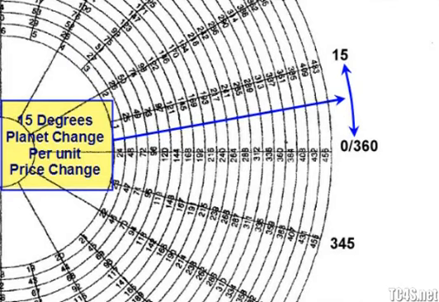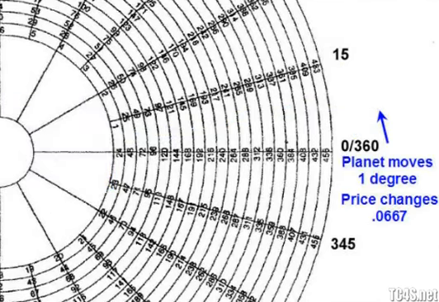Now, follow along with me on this. The planet moves 1 degree. It only changes the price 0.0667. Now, on the other wheel, when the planet moves 1 degree, it actually moves 1 on the chart. So if it moved 24 degrees, it went all the way around the wheel already. Okay? This does not. It doesn't even move 2 spokes on the wheel because that's only 30 degrees. Okay? So here we go. If the planet moves 1 degree, the price changes 0.0667.